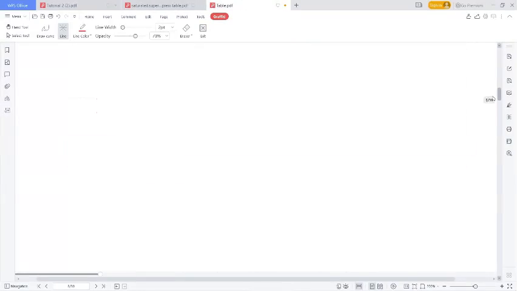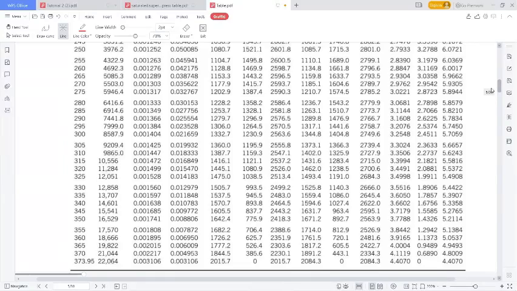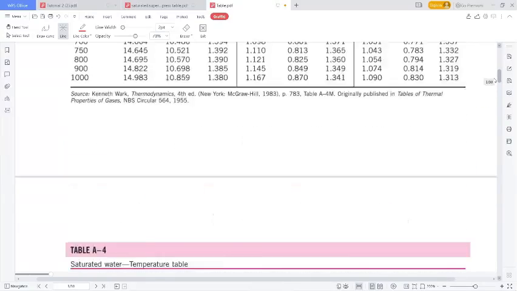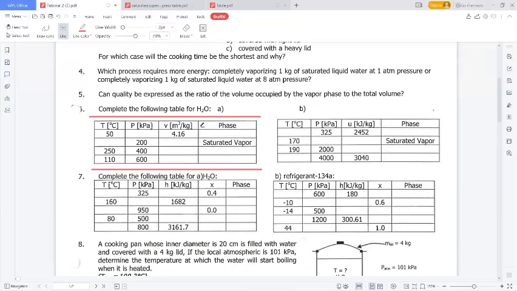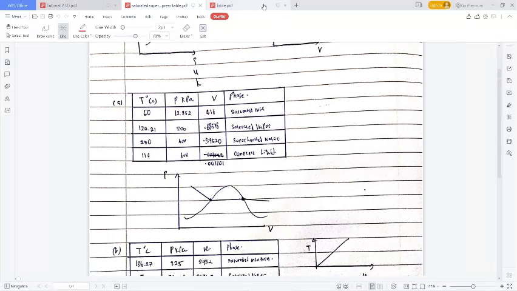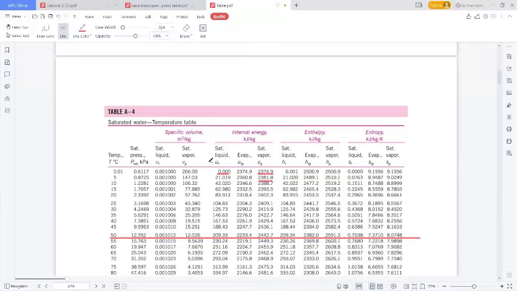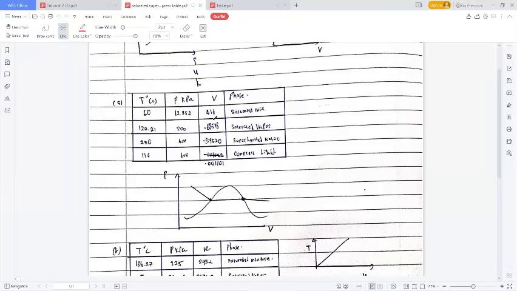We need to refer to this condition, the A4 or A5 table. Always keep in mind, when you are dealing with that kind of problem, you need to always refer to the saturated water table, because every piece of information in the problem must be found in either the saturated water, compressed, or superheated table. It must be somewhere around those tables.